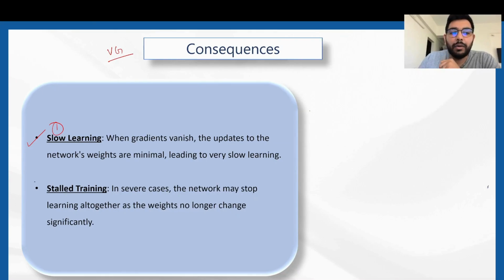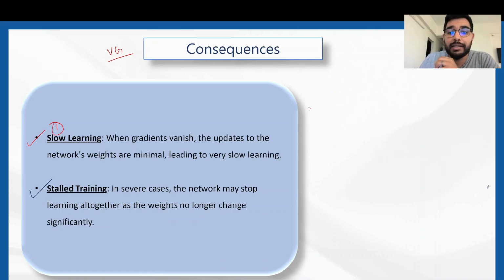Now, coming to the second consequence of vanishing gradient, that is stalled training. Stalled training means in severe cases where the gradient becomes very small, the network may stop learning altogether, as the weights and the biases in the neural network, which are the parameters, no longer change because the gradient itself becomes very small. Hence, the parameters of the neural network do not update to have the minimal possible loss. Hence, the training or the learning stops totally.